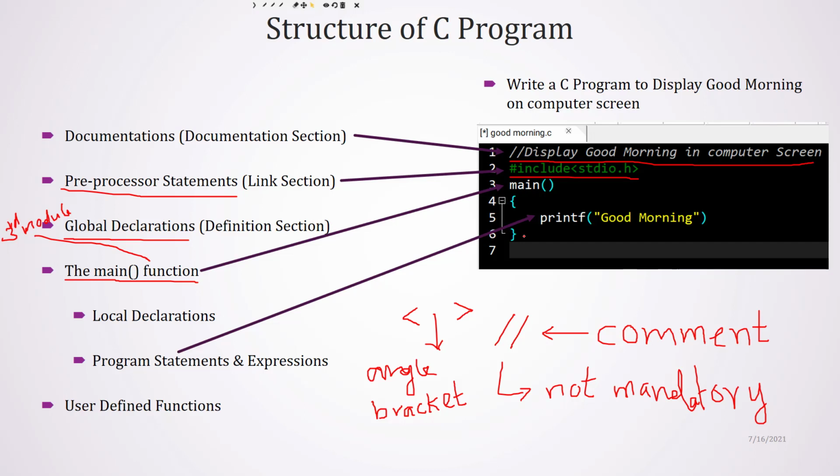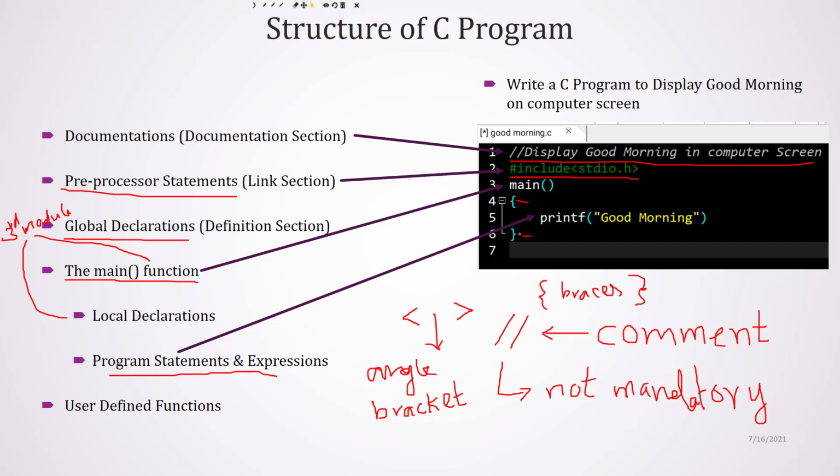Inside that we have some local declarations. Local declarations also we will study in the third module, along with global declarations. After main there is a set of bracket-like things called braces. Inside the opening brace and closing brace, we write the program statements and expressions.